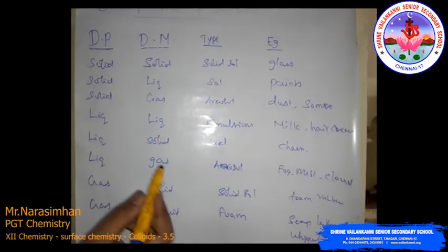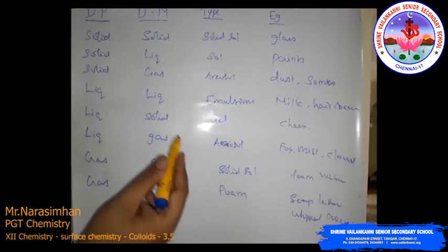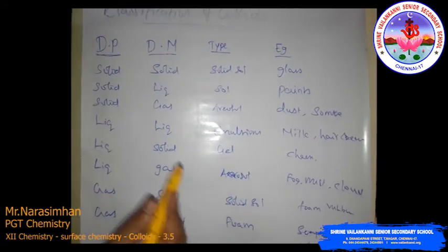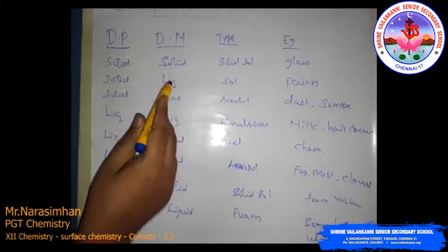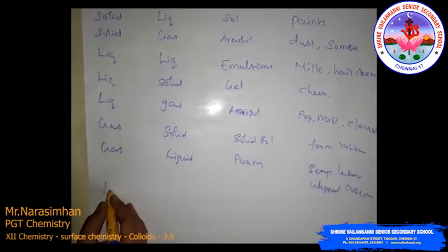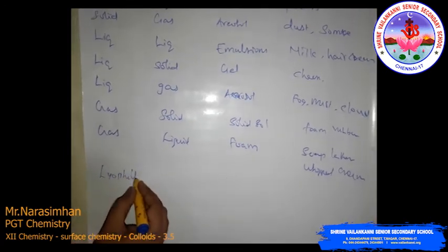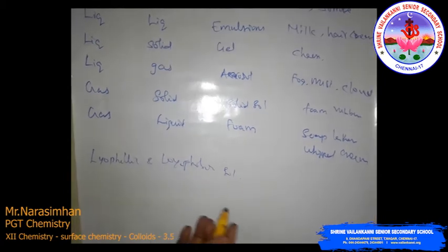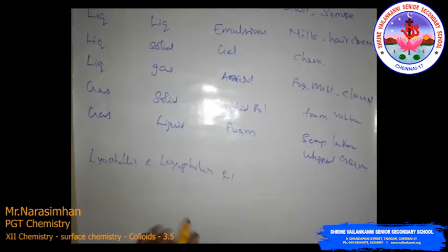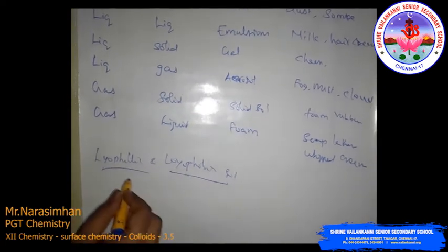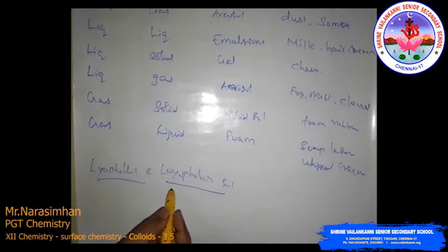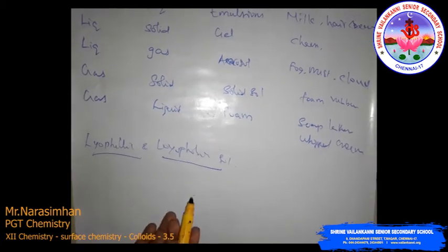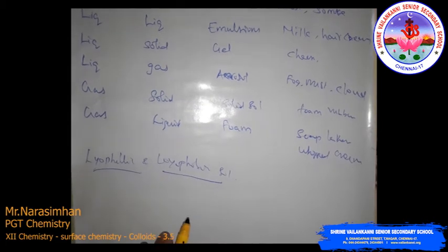The first classification of colloids was based on the physical state of the dispersed phase and the dispersion medium. The second type is the nature of the interaction between the dispersed phase and dispersion medium. That is called lyophilic and lyophobic colloids. In this, we will have one practical experiment: preparation of starch sol and preparation of ferric hydroxide sol. That is the example of lyophilic and lyophobic colloids.